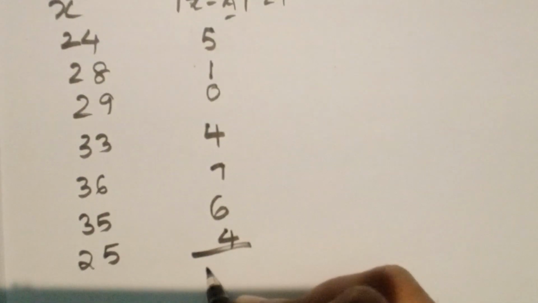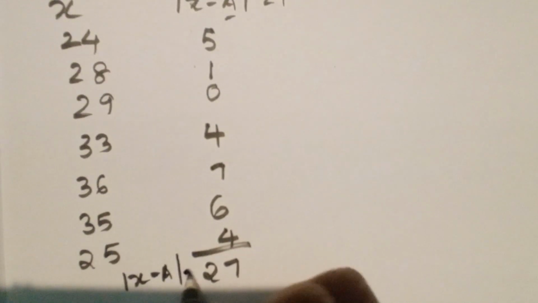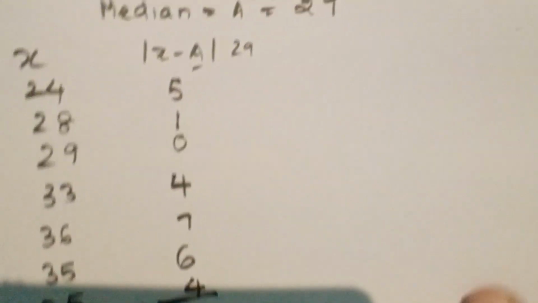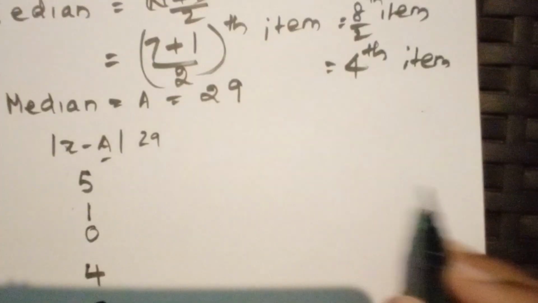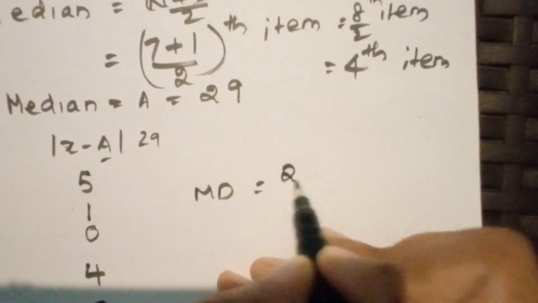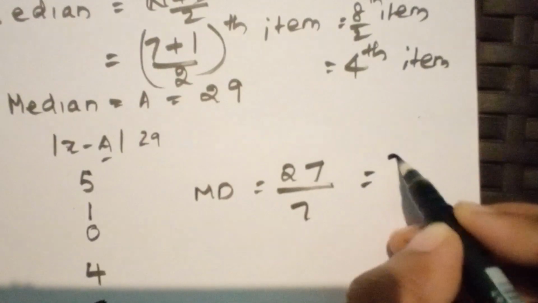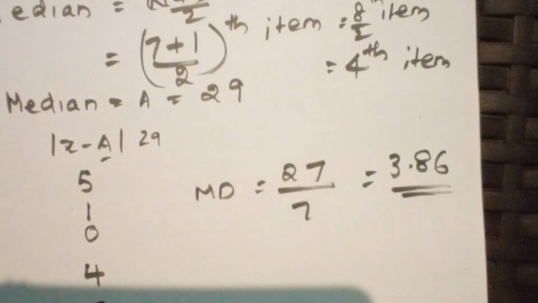Now we have to total it. So it is 27. We are getting the answer as 27. Okay. So this is summation of absolute value of x minus a. Now we just have to substitute it in the formula. See here, the formula is summation of x minus a divided by n. So we have got the summation as 27. So mean deviation is equal to 27 divided by n, we know it is 7. So divided by 7, you are getting the answer as 3.86. Okay. So I hope it is clear. With that, I am winding up the video.